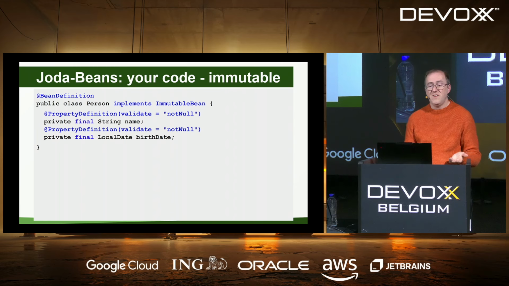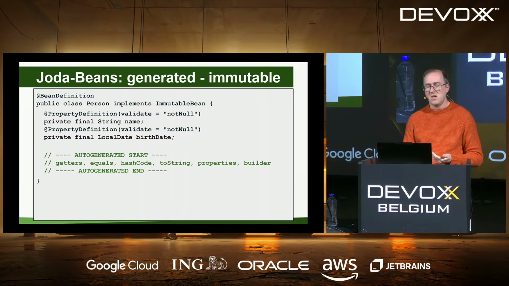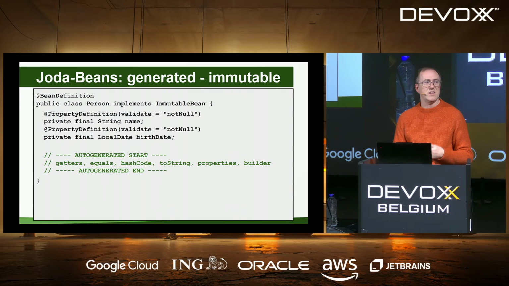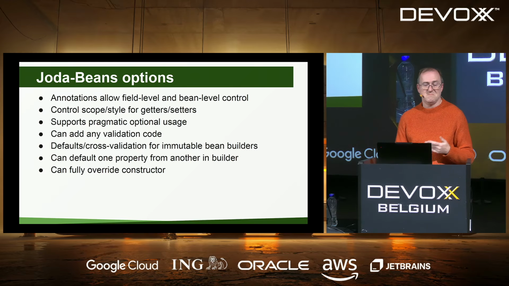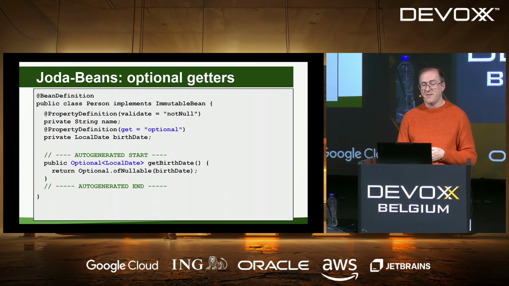The immutable one is very similar. You just implement immutable bean and make sure things are final. That should be public final class, which I got wrong. Again, it just auto-generates into the same thing, but this time there's going to be a builder, there's going to be meta, there's going to be other things. Loads of options. You can control whether it's public, whether it's package, whether it's private. You can add in some validation code, lots of stuff.